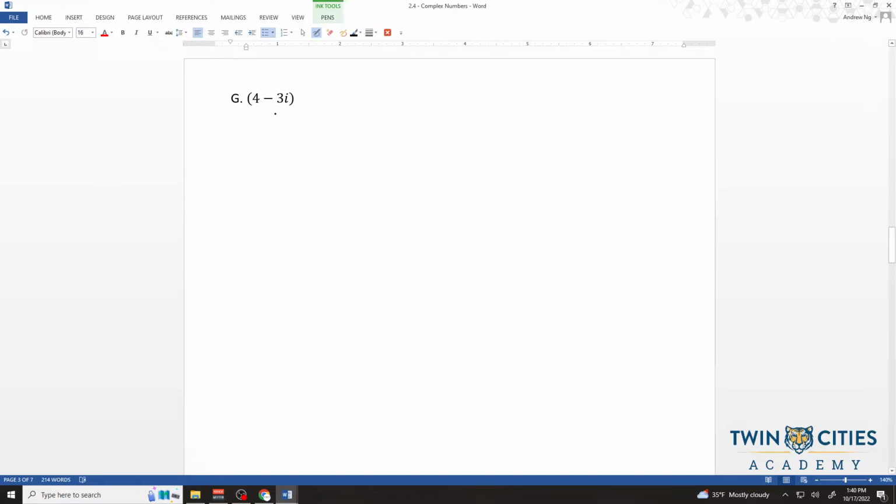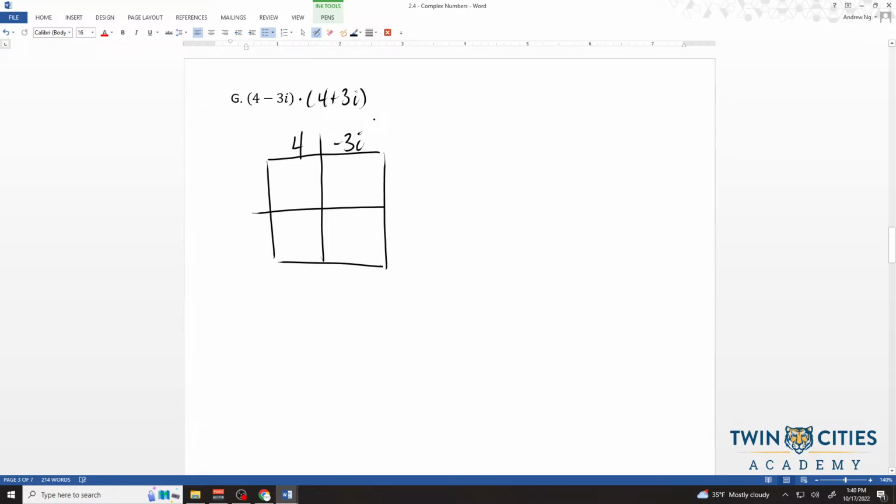Let's do one more. 4 minus 3i. The conjugate of this would be 4 plus 3i. So this is asking you to multiply by 4 plus 3i. Let's make a box and see what we get. Okay, along the top, I'll do 4 minus 3i. And down the side, I'll do 4 plus 3i.